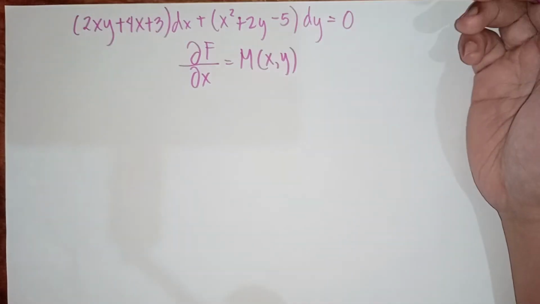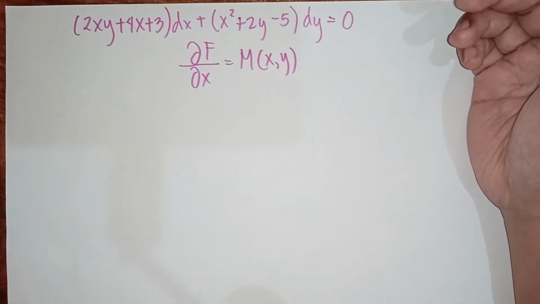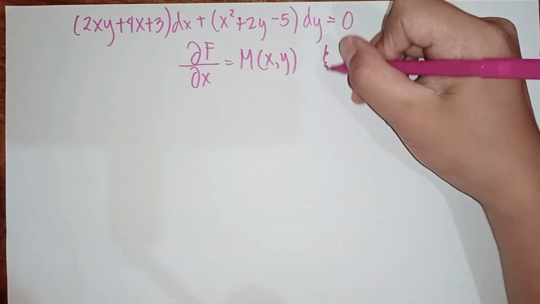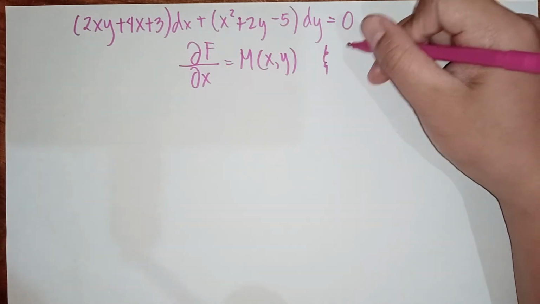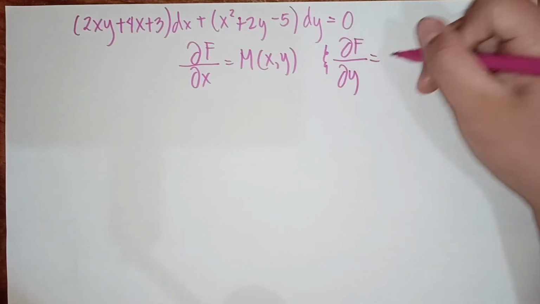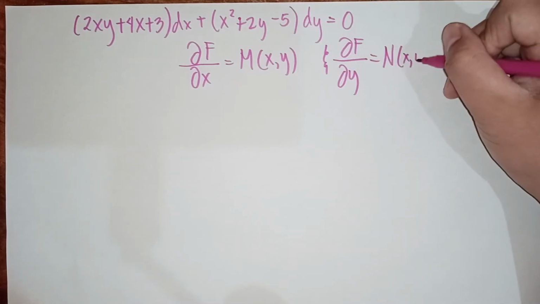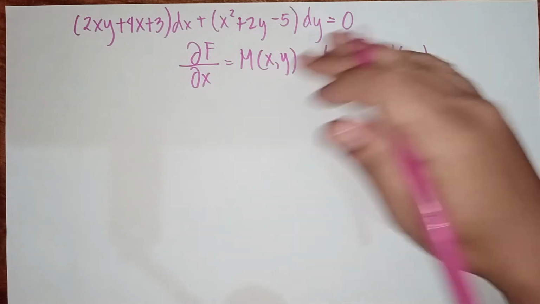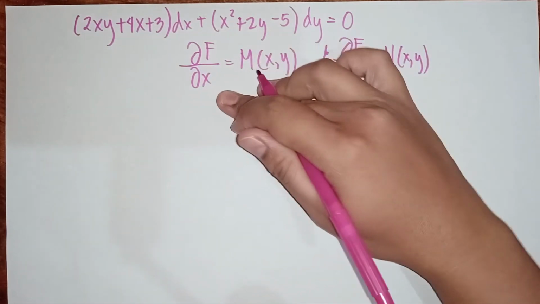This is a function with variables x, y. Okay? And later, we are going to use also the formula of partial derivative of f with respect to y is equal to the function n with variables x and y. So, this is what we will solve first, guys.